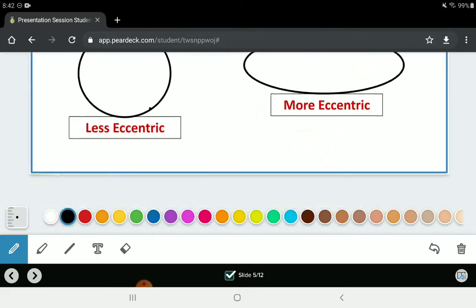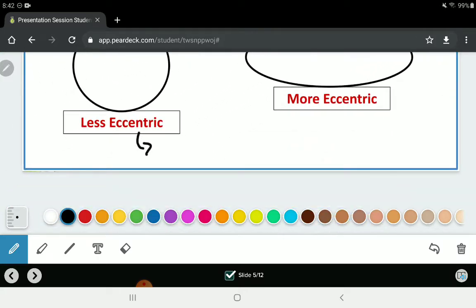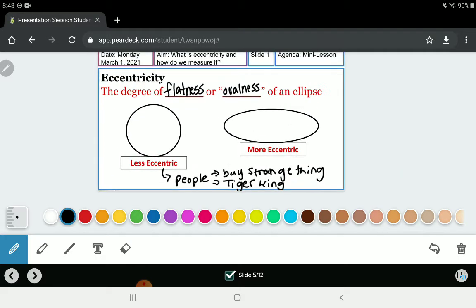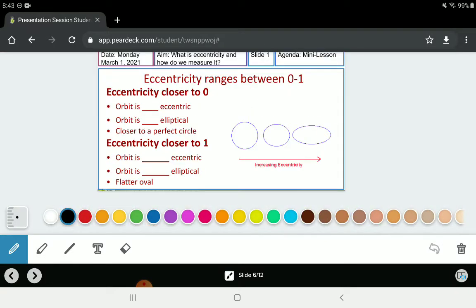One word for you guys to know is eccentric. You may have heard this in terms of like, you have an eccentric aunt, or you hear of eccentric billionaires. They buy strange things, or what some people might label as exotic. Like Tiger King. The Tiger King is totally eccentric, like kind of doesn't fit in the same circle as everybody else. So they're just a little bit stretched.